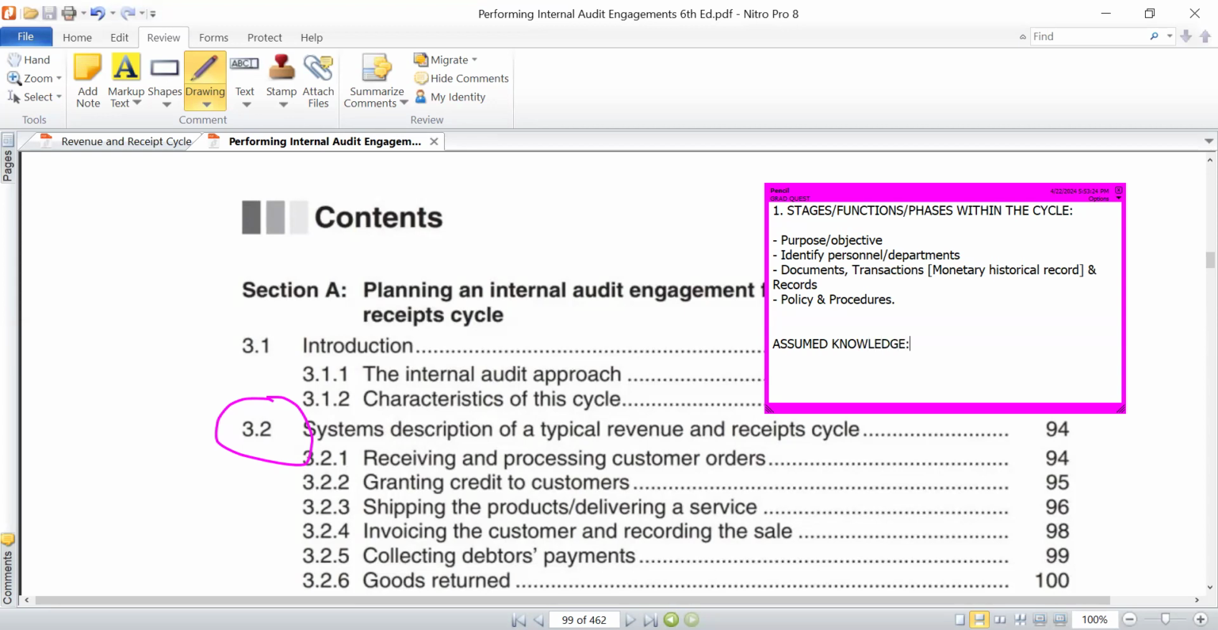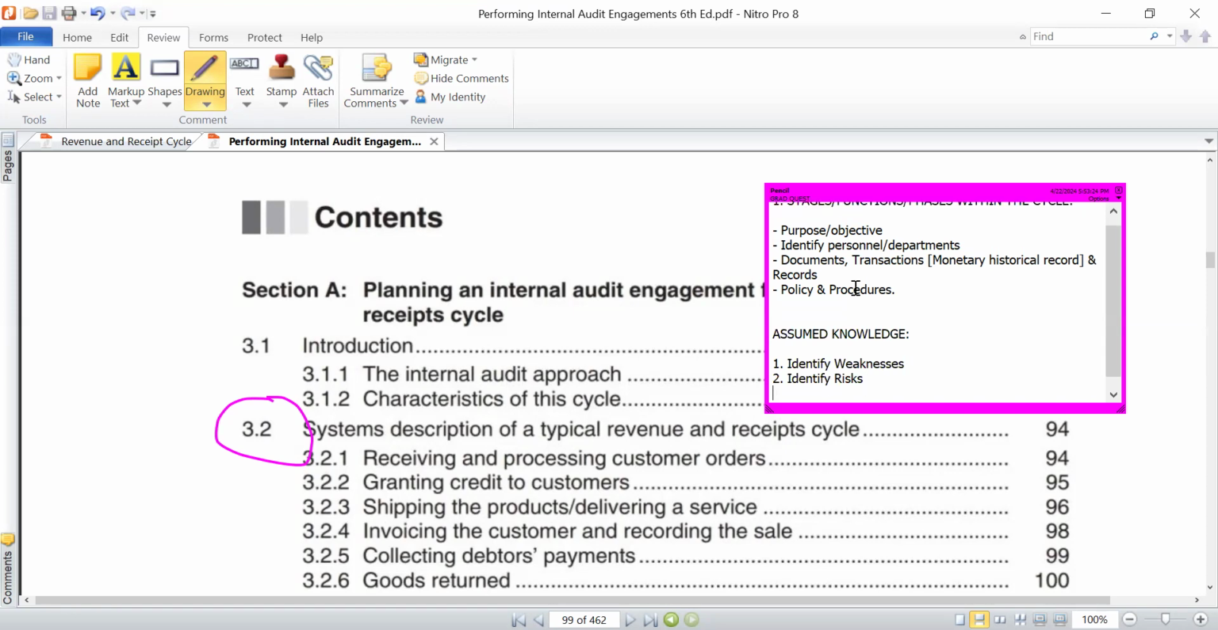Right. So the assumed knowledge comes in this way. Number one, here's what they will ask you. They will definitely ask you to identify weaknesses. That's a fact. These things I'm showing you, they are most applicable to almost any one of the business cycles that we're going to discuss, right? So they'll ask you for that. Then, of course, they'll also ask you to identify risks at any one of these stages of the cycle.